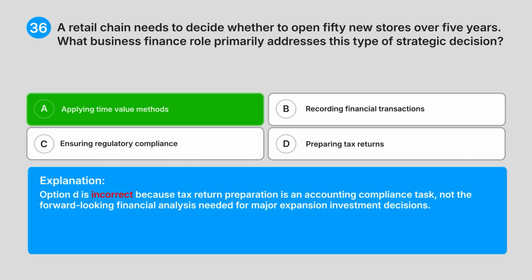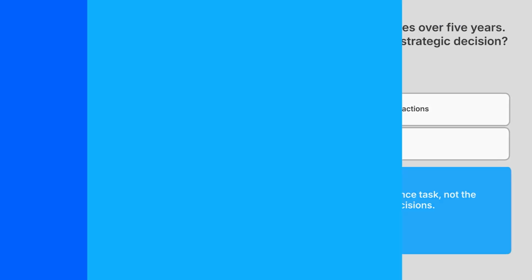Option D is incorrect because tax return preparation is an accounting compliance task, not the forward-looking financial analysis needed for major expansion investment decisions. Let's identify which business finance role addresses strategic expansion decisions.